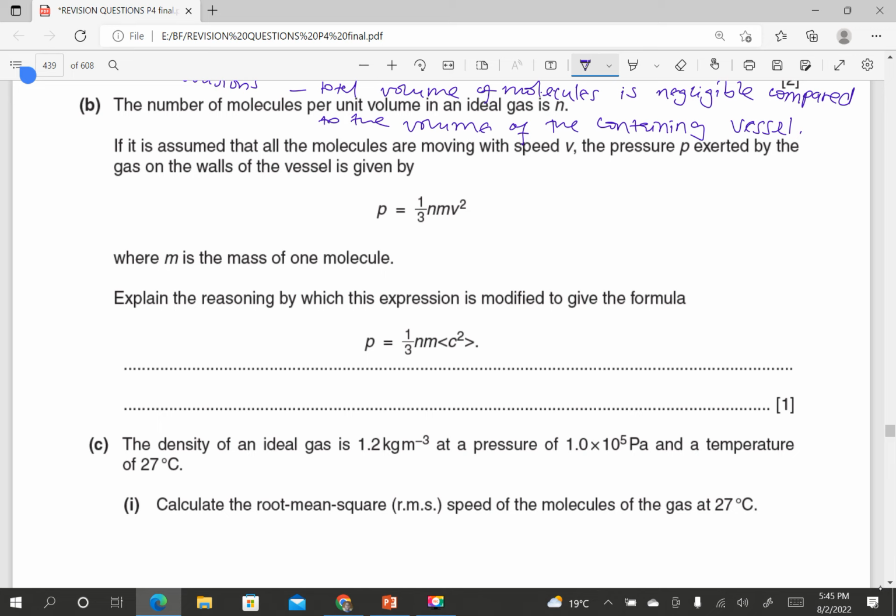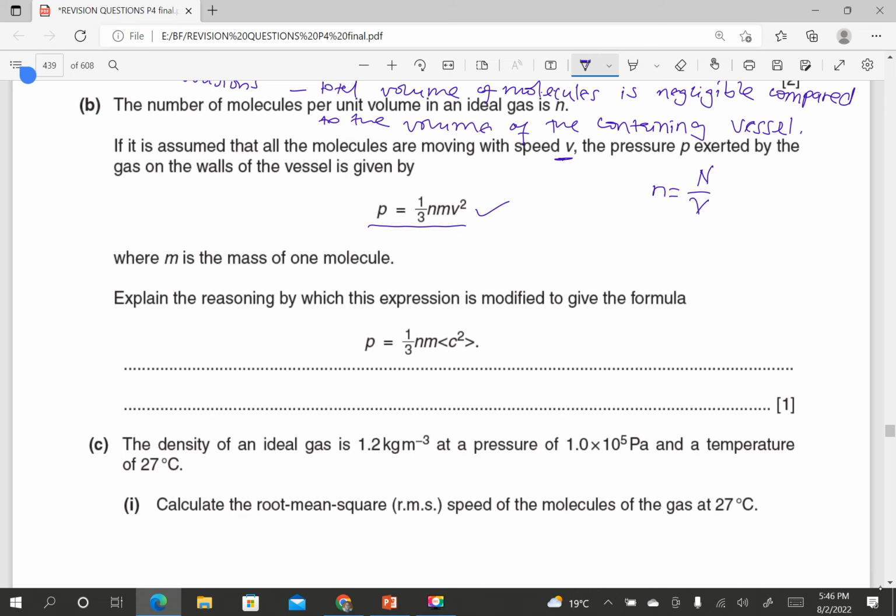In an ideal gas, the number of molecules per unit volume is given as n. It is assumed that all the molecules are moving with a speed v. The pressure P exerted by the gas on the walls of the vessel is given by this expression here. Remember, n is the number of molecules per unit volume. Explain the reasoning by which this expression is modified to give the formula P equals a third n times the mean square speed.